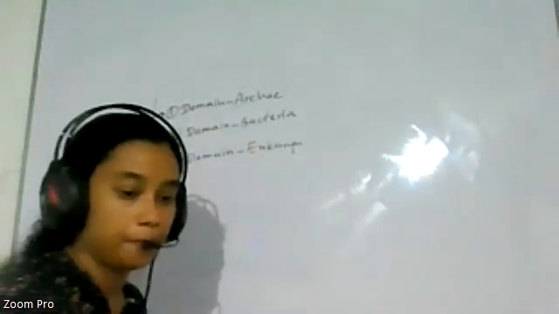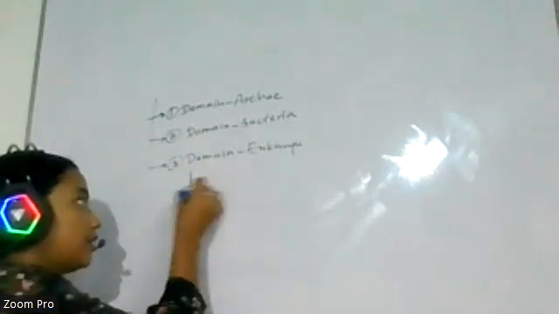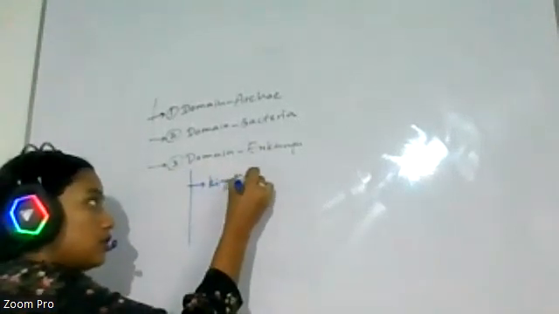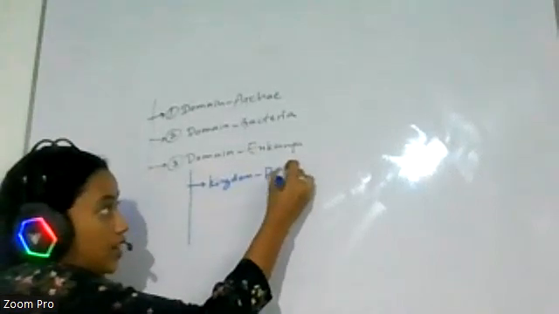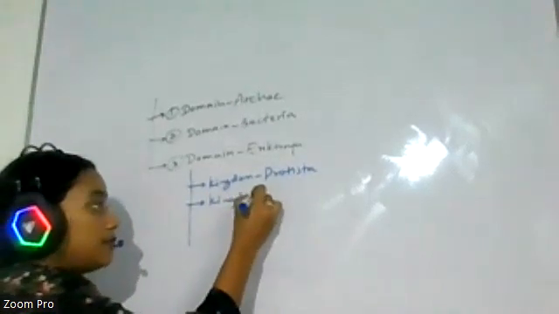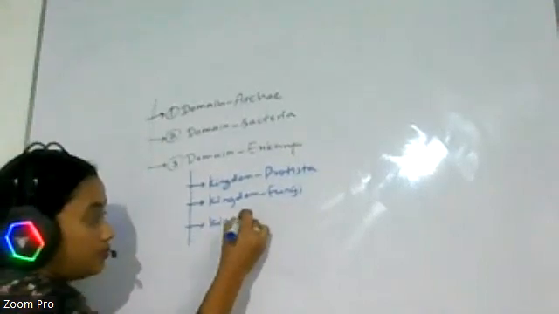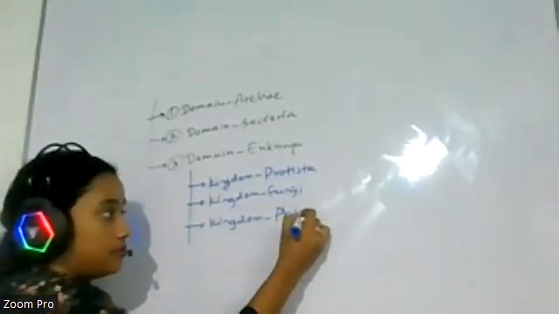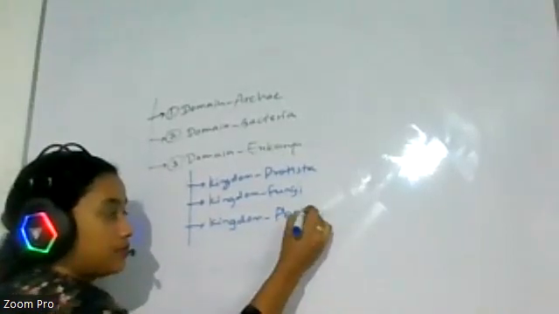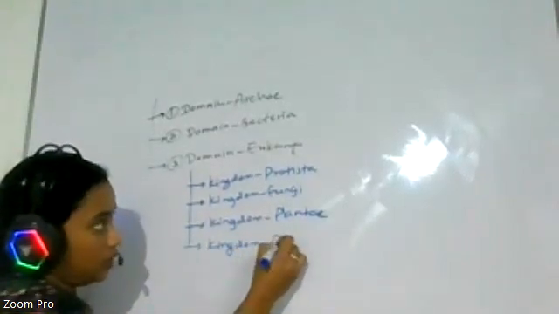Domain Eukarya. Under domain Eukarya, we have to discuss kingdoms. Kingdom, first one, kingdom Protista. Kingdom Fungi. Third one, kingdom Plantae. Kingdom Animalia.